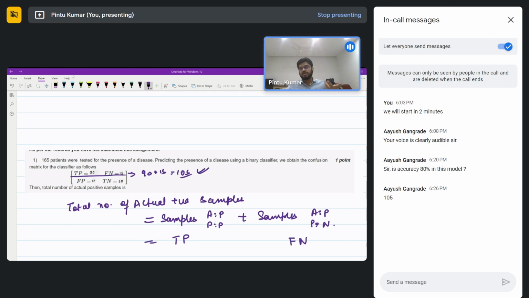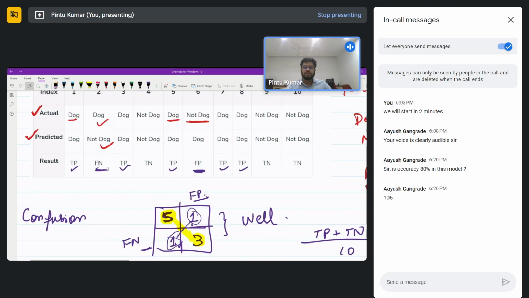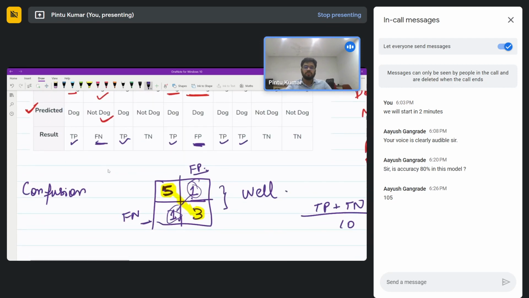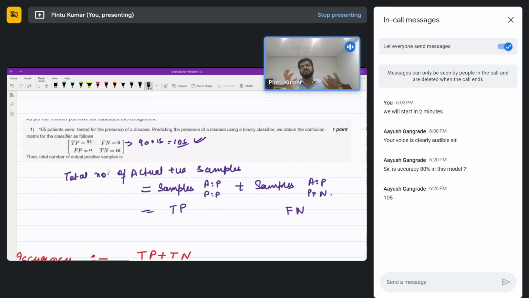You have a similar question in your assignment. You can calculate that too. Here you see that in my notation, I wrote this position to be false positive, but here they are using this position as false negative. So you can stick to either one of those notations. That is fine.